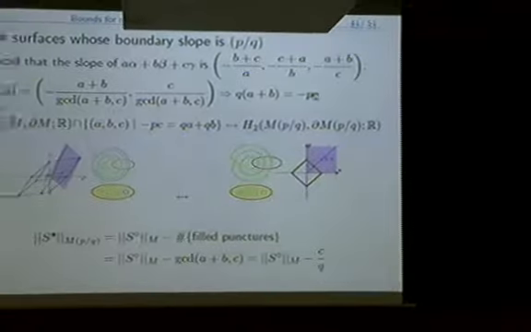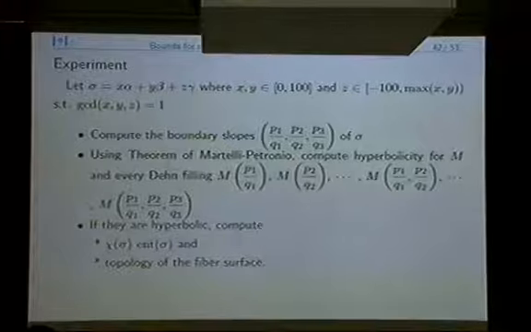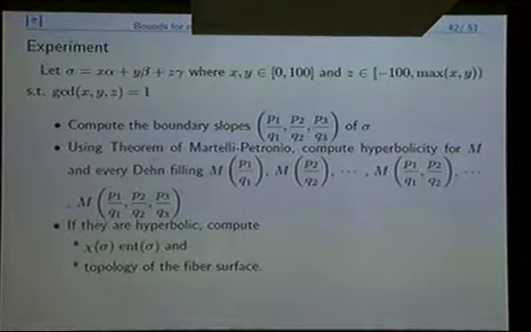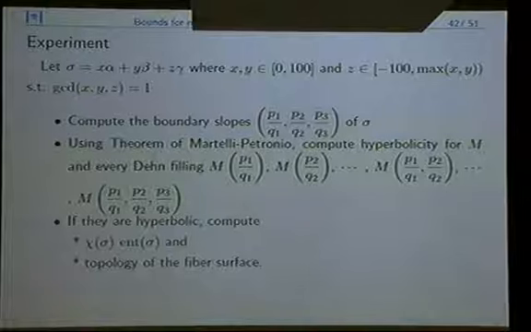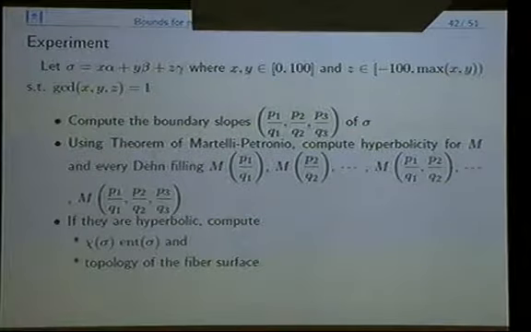And so we should go back to here. Okay. So finally, we have everything. And so our experiment is like this. Let sigma be x alpha plus y beta plus z gamma, where x and y move from 0 to 100, and z goes from minus 100 to the maximum of x or y. And we need z coupling.